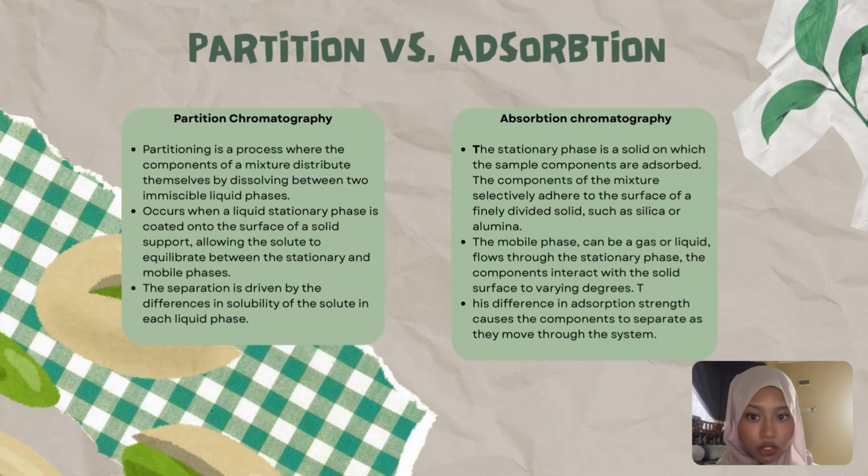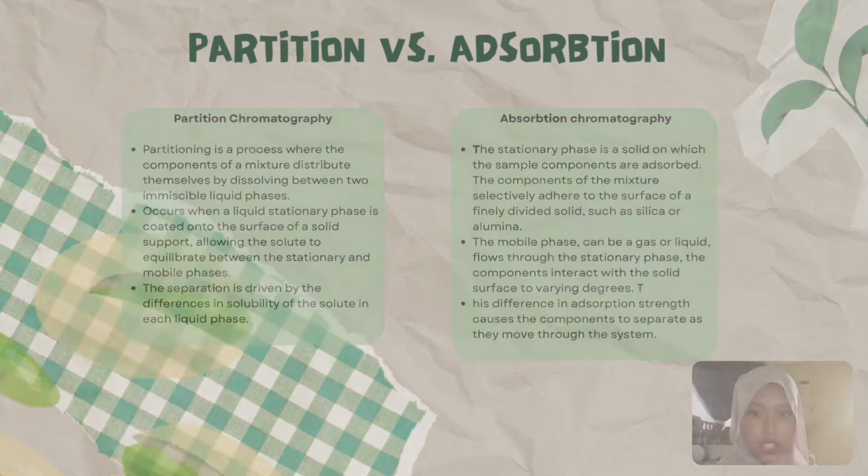Adsorption chromatography. The stationary phase is a solid on which the sample components are adsorbed. The components of the mixture selectively adhere to the surface of finely divided solids, such as silica or alumina. The mobile phase can be a gas or liquid, and it flows through the stationary phase. The components interact with the solid surface to varying degrees. This difference in adsorption strength causes the components to separate as they move through the system.